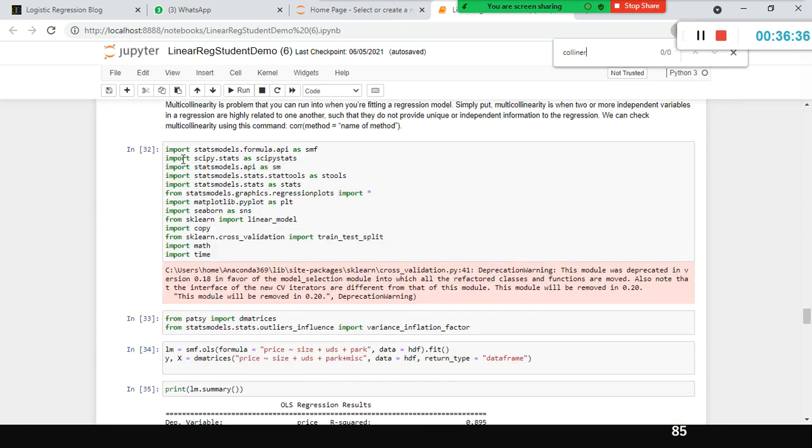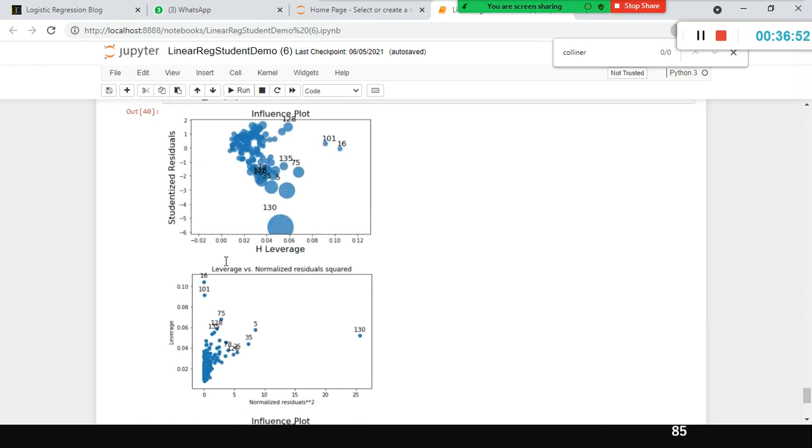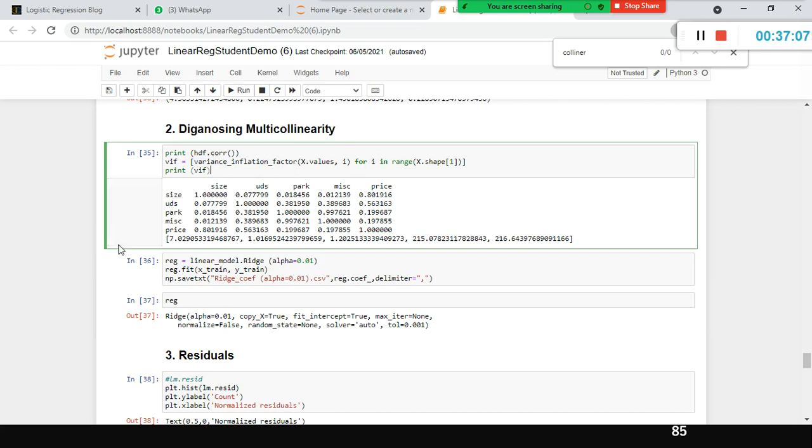Dealing with multicollinearity is a problem that you run into when you are fitting a regression model. So that is what he says. Where is this? Residuals and Cook's distance. Diagnosing multicollinearity. So here also variance inflation factor. Instead of VIF, variance_inflation_factor, you need to use this function to identify the multicollinearity. Okay, you can find out with this.